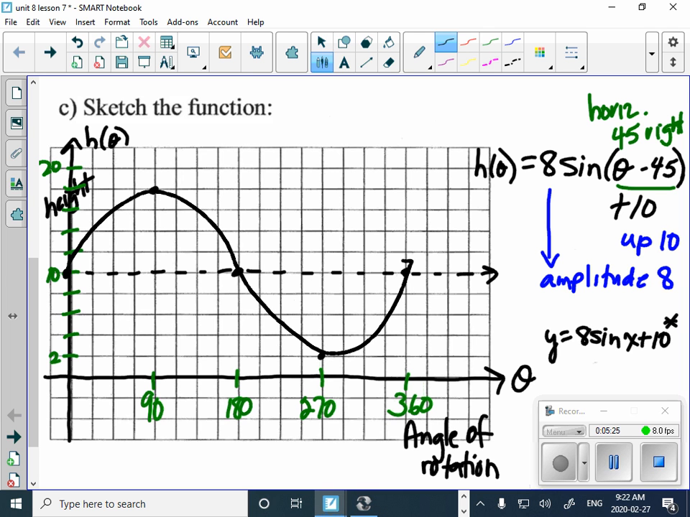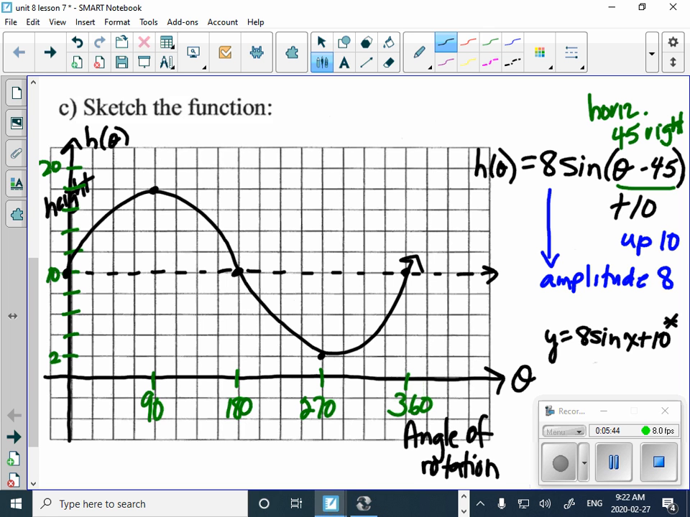All right. So that Ferris wheel does not hit the ground. Thank goodness, nobody's going to get hurt. It's 2 meters above at its lowest point, and it's 18 meters above at its highest point. So I'm just checking that I've got my amplitude. Above 10 is 8 and below 10 is 8. We're good. The middle is at 10.